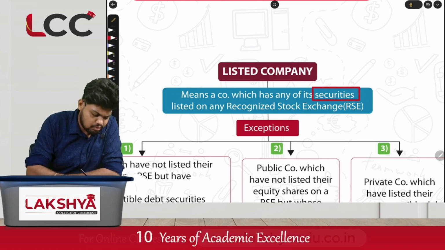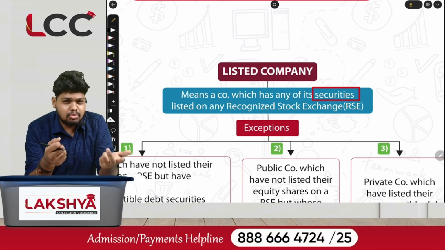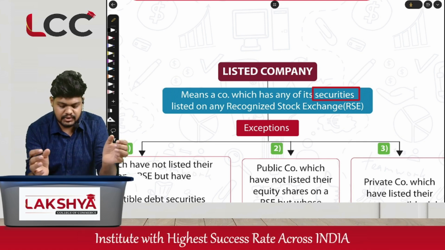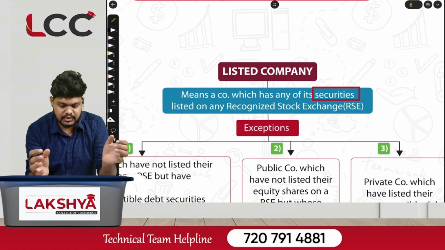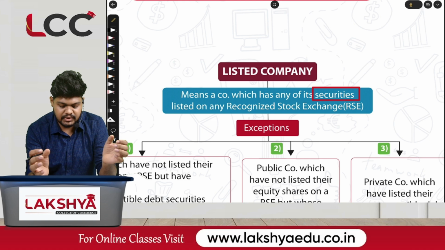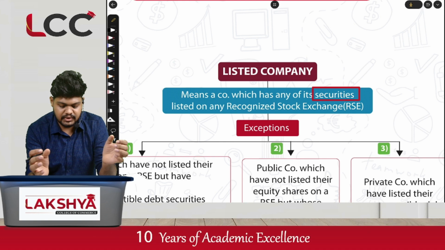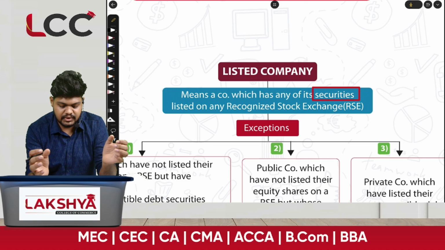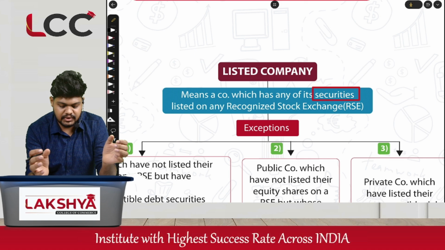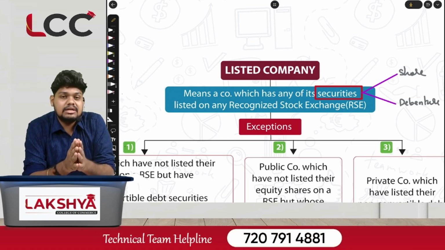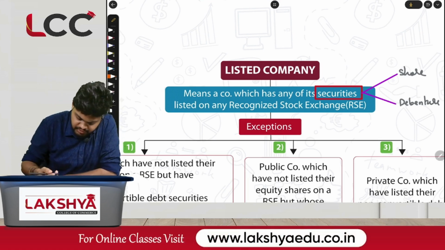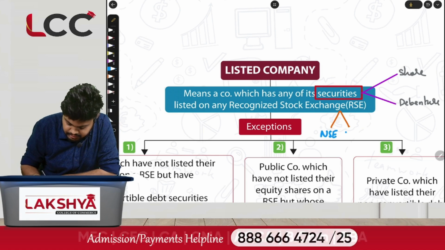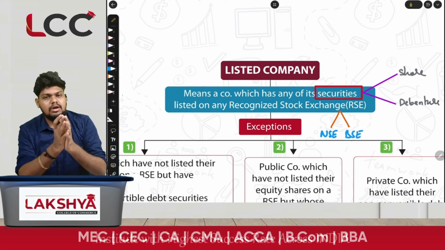Securities include n number of things. It includes shares, debentures, bonds, stock. It includes n number of things, but broadly speaking, it has two verticals. It obviously includes our shares, and it also includes our debentures. So continue the definition here. Listed company means a company which has any of its securities listed on a recognized stock exchange. As we all know, we have two major recognized stock exchanges in India, NSE and BSE, National Stock Exchange and Bombay Stock Exchange.